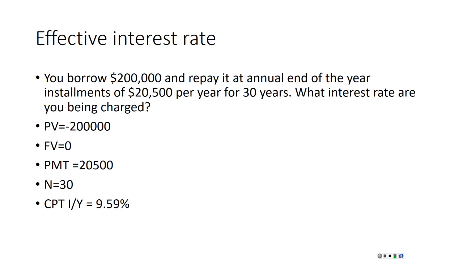Finding the effective interest rate. So say you borrow $200,000 and repay it at the end of the year in installments of $20,500 per year for 30 years. What interest rate are you being charged? Well, the present value we enter is a minus $200,000. The future value is equal to 0. The payment is $20,500 per year, and the number of years is 30. We compute I/Y, which turns out to be 9.59%.